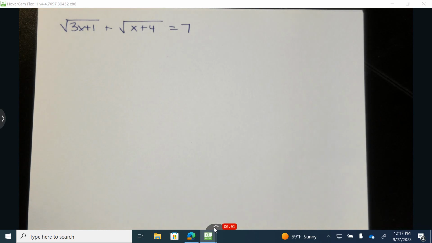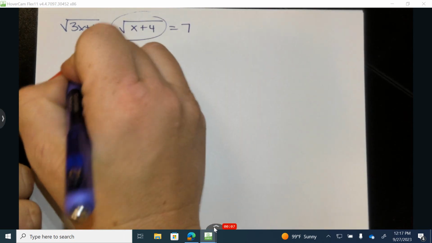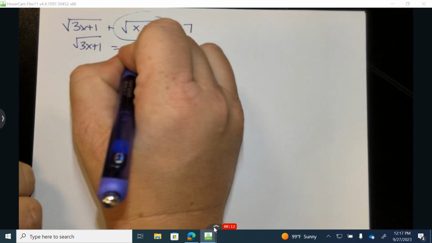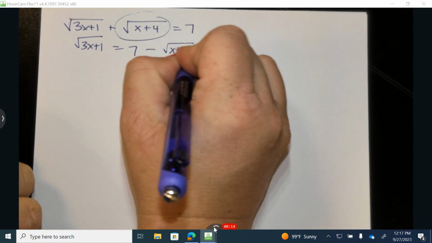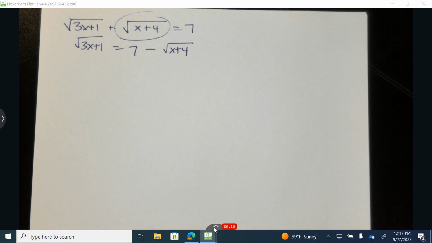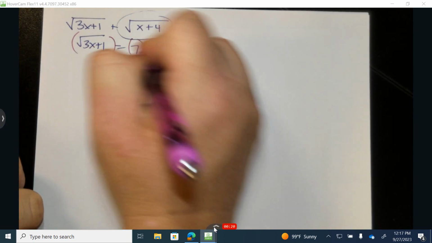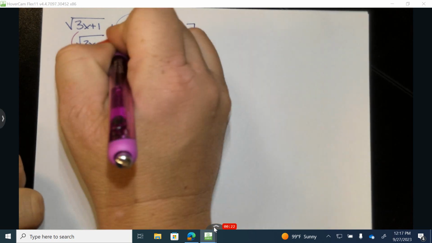This is number 15 from Various Equations 2. I'm going to move this quantity to the opposite side. That quantity was positive; when it moves over to the other side, it becomes negative. Now, after I move it over, I'm going to put parentheses and square both sides.